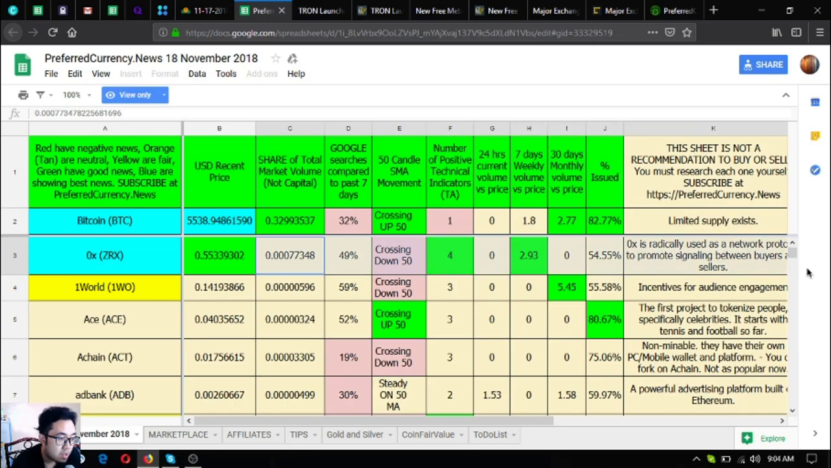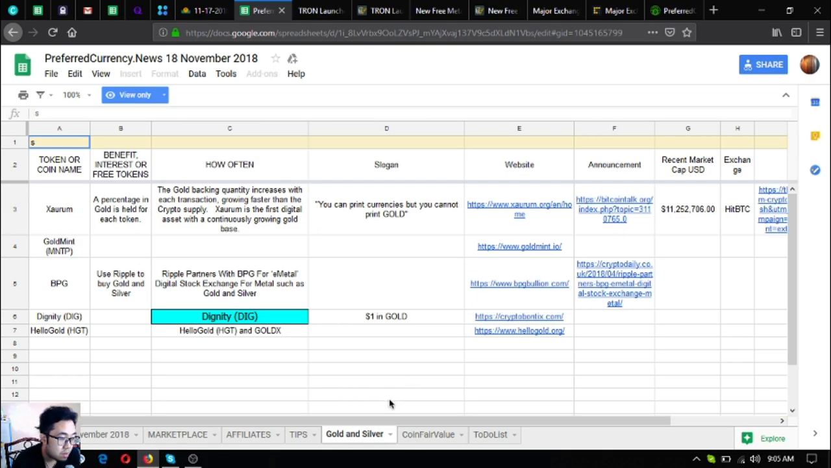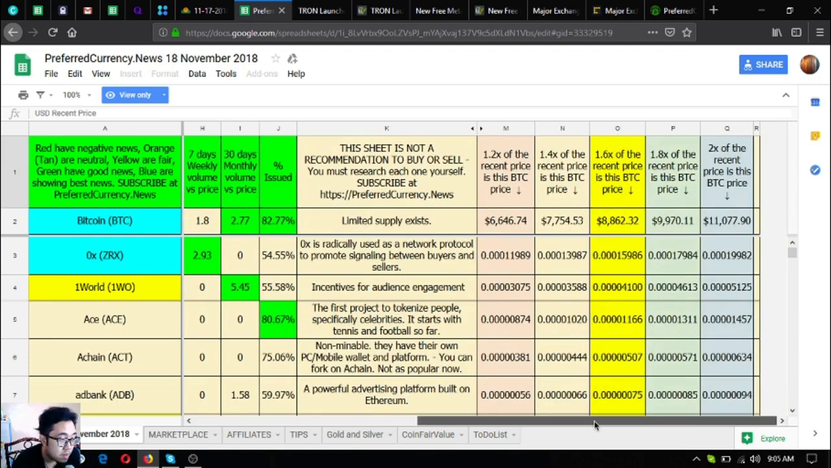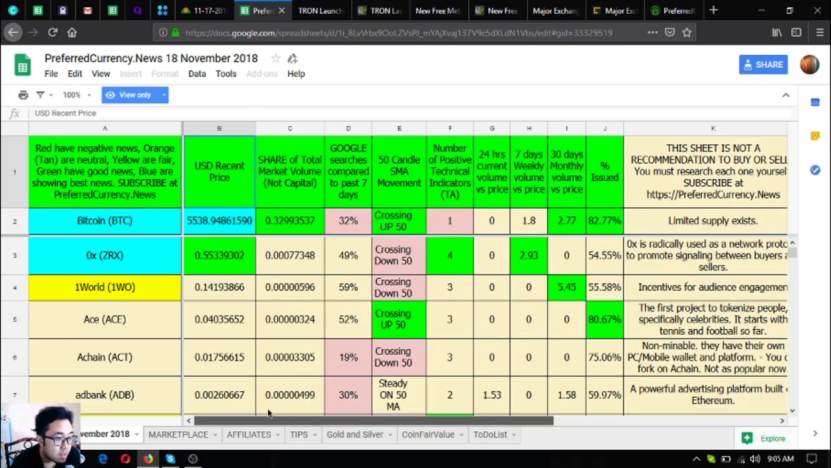Okay, so what is inside the spreadsheet? Inside is the US recent price, USDC recent price, the share of total market volume, the Google search compared to the past 7 days, the 50 candle SMA movement, the number of positive technical indicators, the 24 hours current volume versus price, 7 days weekly volume versus price, the 30 days monthly volume versus price, the percent issued, the description, and also 1.2 times of the recent price, 1.4, 1.6, 1.8, and then 2 times, right? So these are all technical analysis. These are very useful information, as you can see.